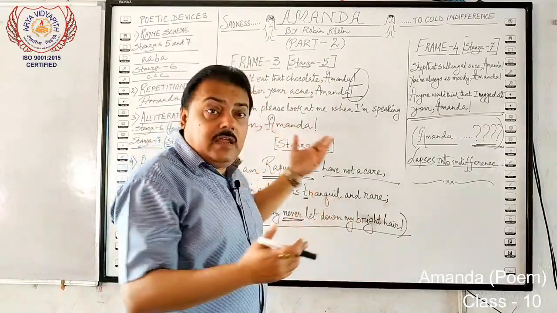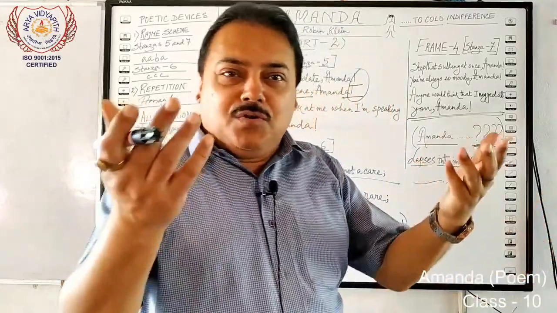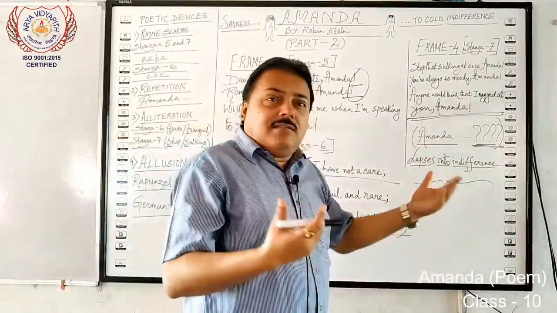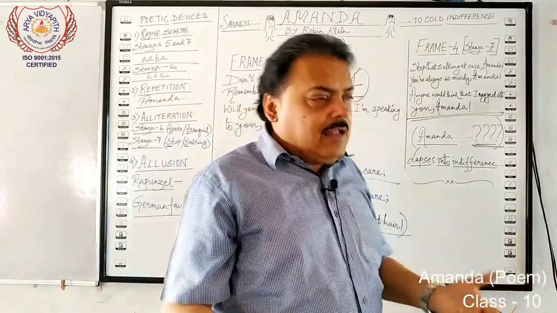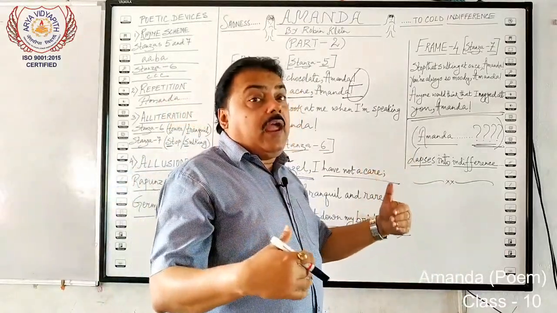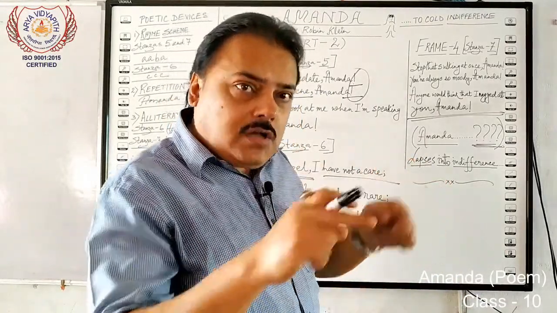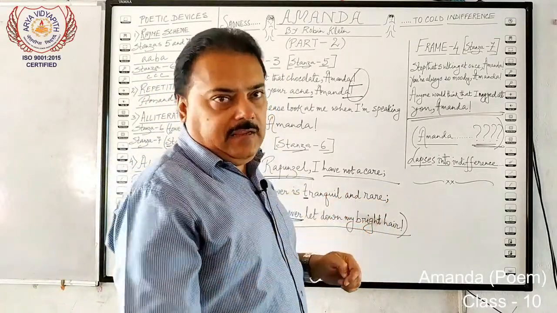So, obviously, Amanda doesn't like this. Okay? Who doesn't like chocolates? You do. Even I do. Alright? And Amanda is a girl of 8 or 9 or 10 perhaps. And she does love chocolates. So, the way her mother tells her not to eat chocolates is not to her liking.